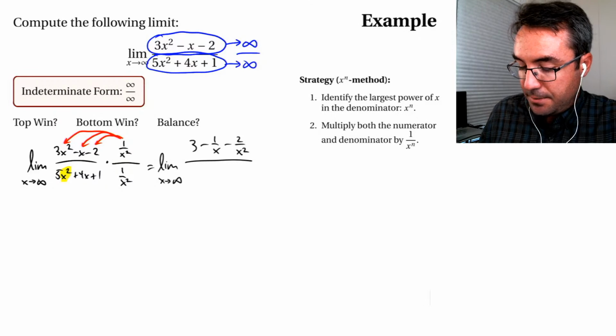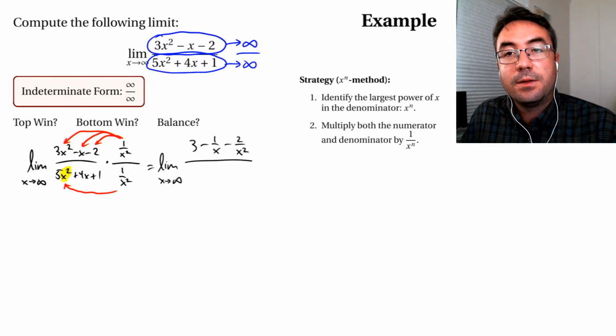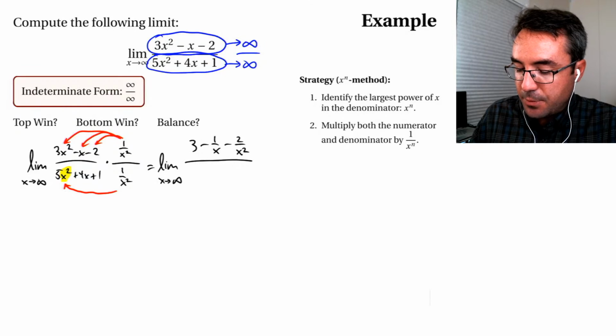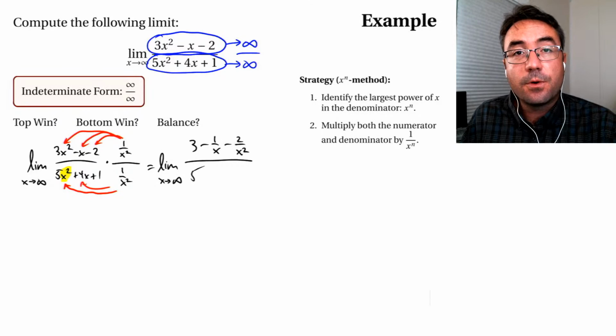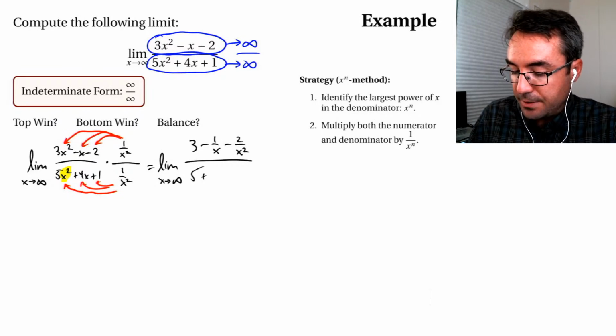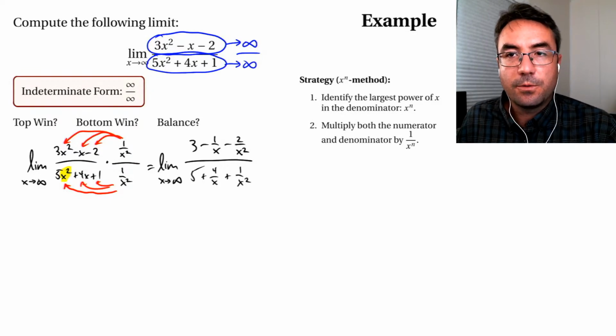What about the denominator? Well, let's take that 1 over x squared and multiply it with the 5x squared. 5x squared times 1 over x squared is just 5. The x squareds cancel. And then we keep going, and we multiply 1 over x squared with the 4x, and then with the 1. So we get 4 over x plus 1 over x squared. So we've gone through and multiplied each term by 1 over x squared.